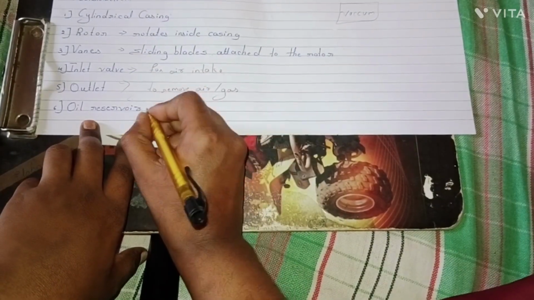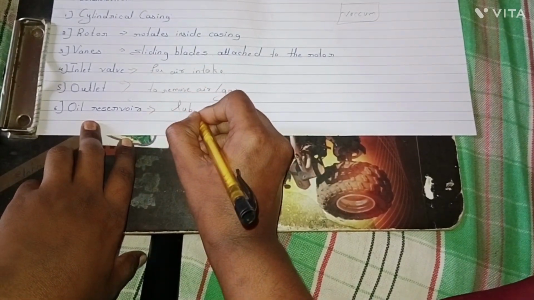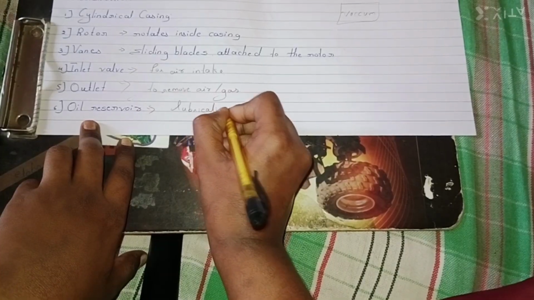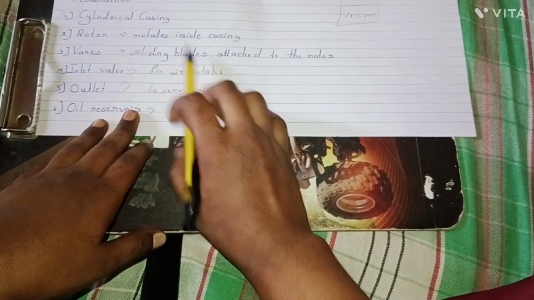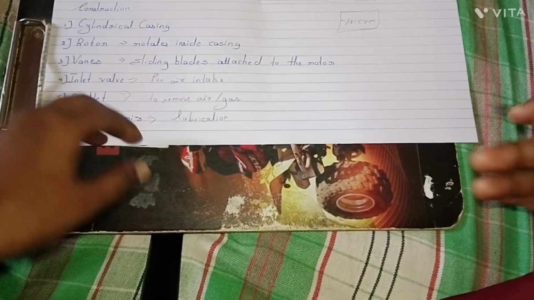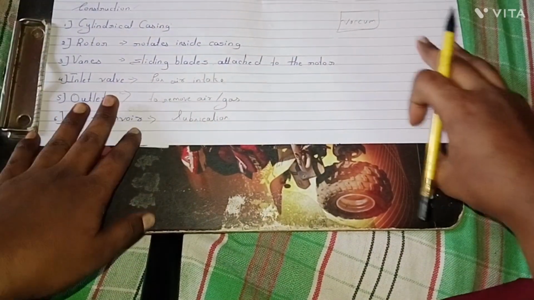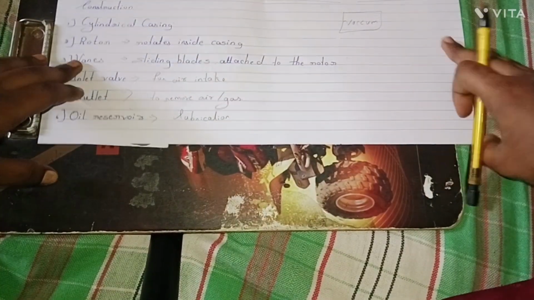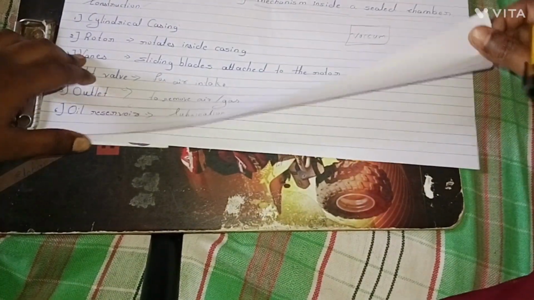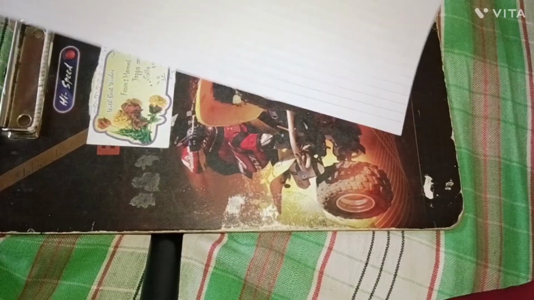The oil reservoir is used for lubrication, to avoid the friction of the sliding blades against the cylindrical casing. To avoid friction, we are using an oil reservoir. I hope this construction is clear for you. Next we are going to learn about the working of this rotary pump.